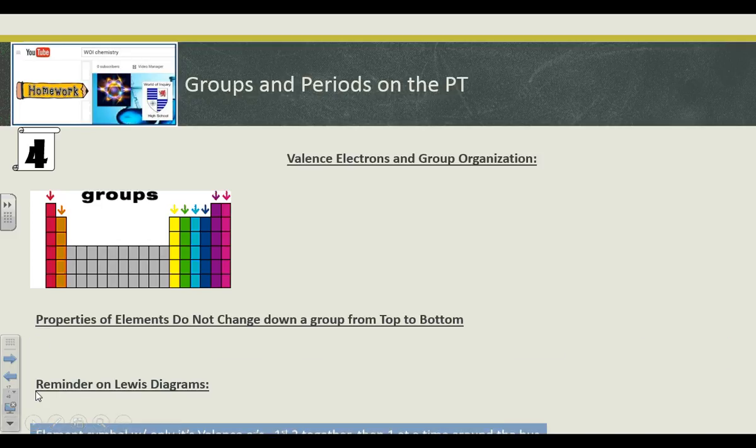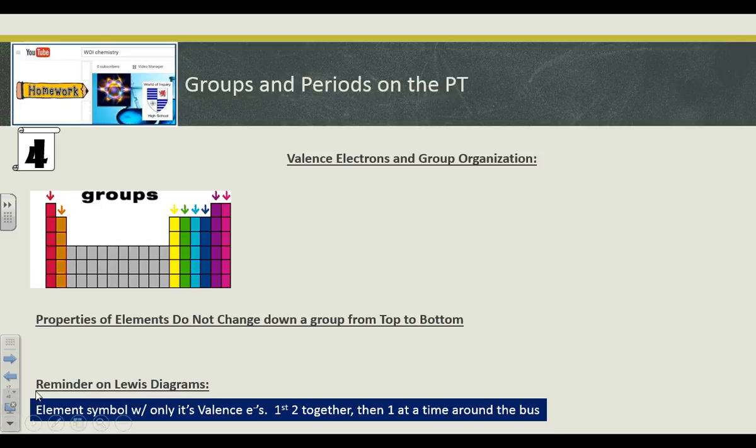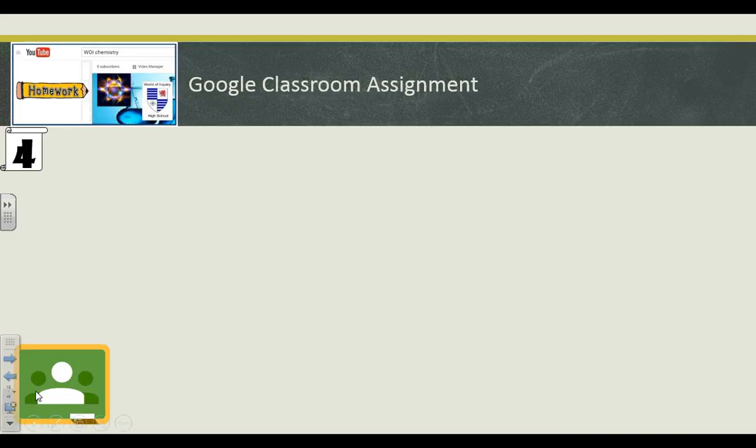And a little reminder about Lewis dot diagrams. It's just a symbol with its valence electrons. Remember, the first 2 go together, then one at a time around the bus. And we only deal with valence electrons because that's going to help us predict the properties of said atom. Okay, valence electrons helps us understand that kind of thing and becomes very predictable.